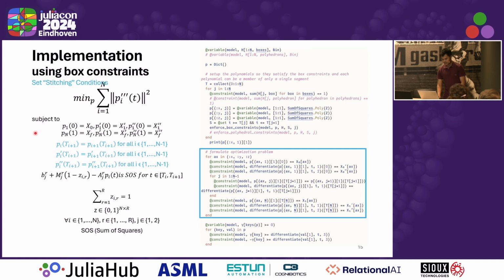Okay, so these constraints here are the stitching conditions. To create a trajectory from segments, we have to stitch the end of one trajectory to the start of the next trajectory. We do this for the position, the velocity, and the acceleration in 3D space, so for x, y, and z.